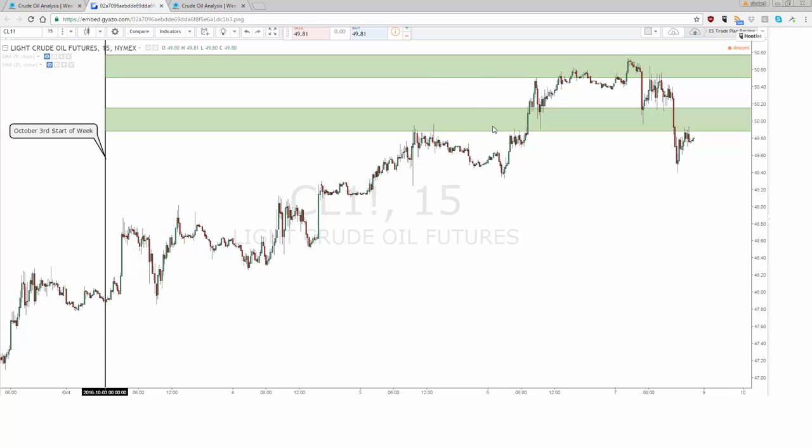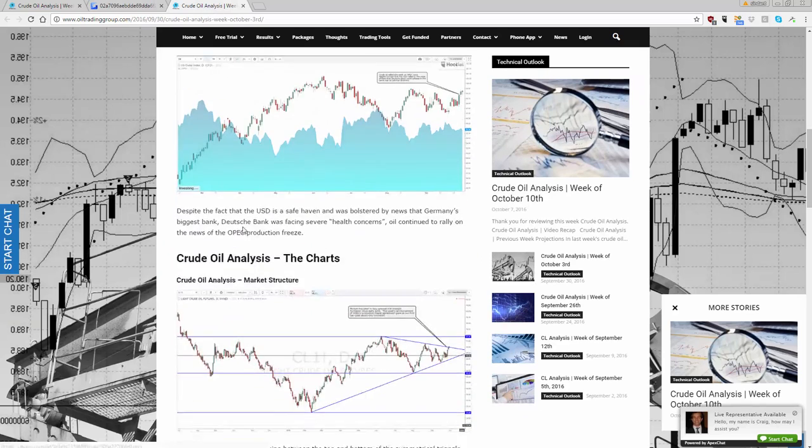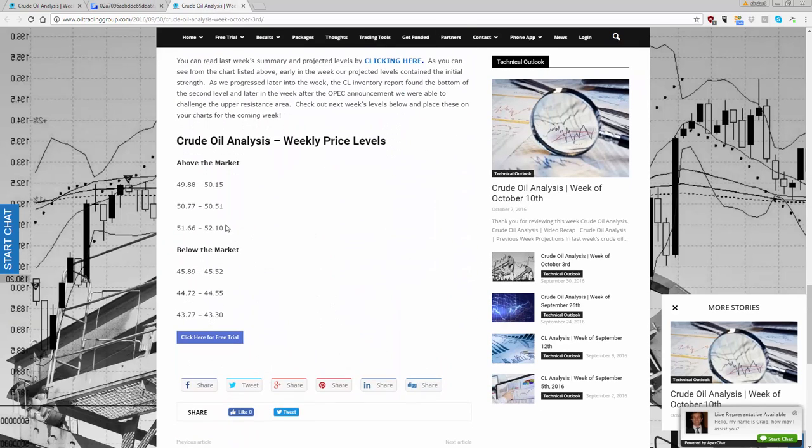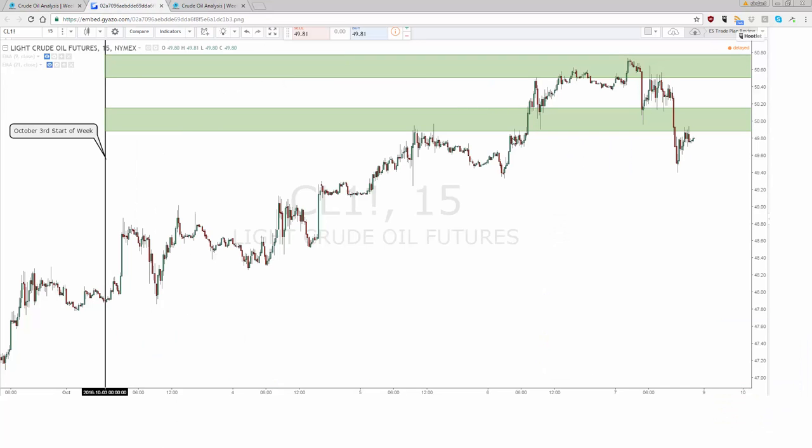Now, these green lines that you see on the chart represent the levels that we had here on the week of October 3rd. So the first band is 49.88 to 50.15, and then 50.77 to 50.51. Those are the bands that you see here.